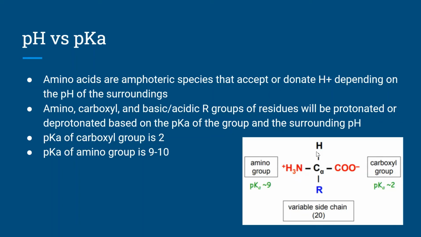So in this chart, you see here the hydrogen on top isn't affected, but the amino group has a pKa of around 9, and the carboxyl group on the right has a pKa of around 2. And then the variable side chain, the R group of the 20 amino acids, is unaffected if it's not a basic or acidic amino acid, but if it is, then the pKa's of those groups determine if they're protonated or deprotonated, and also the pH of the environment.